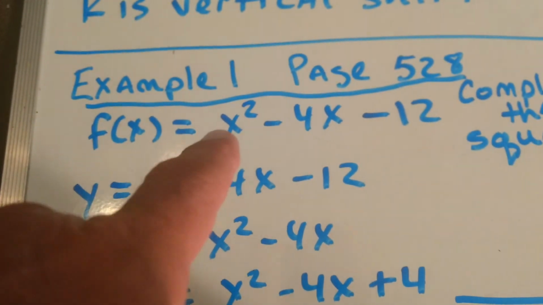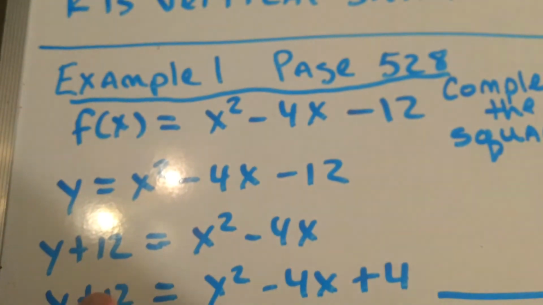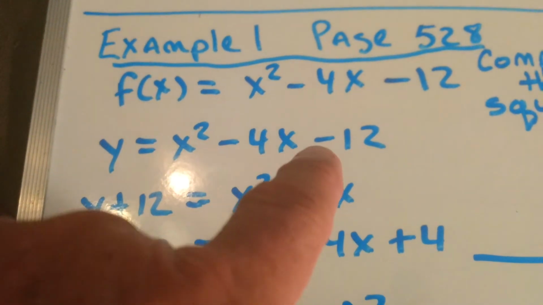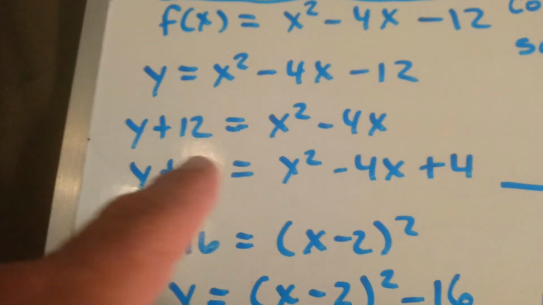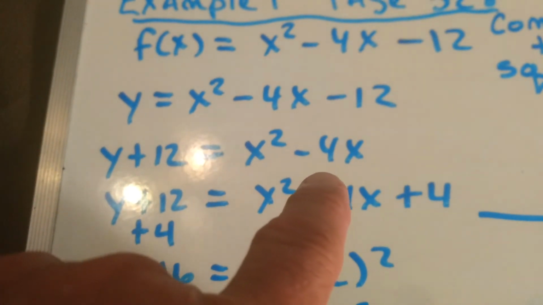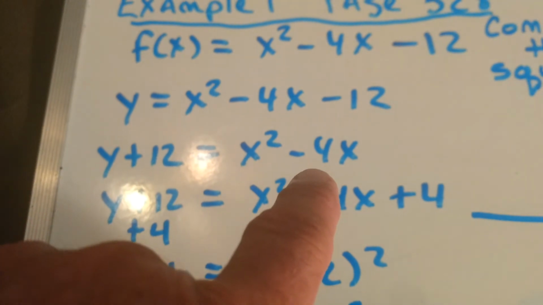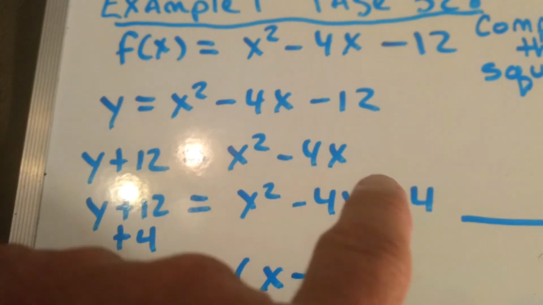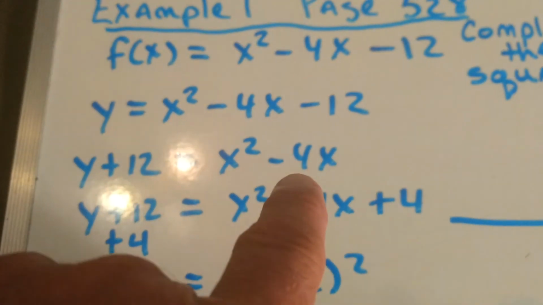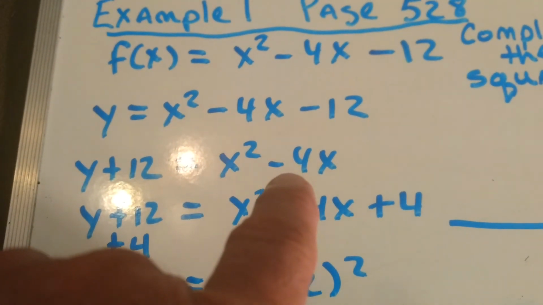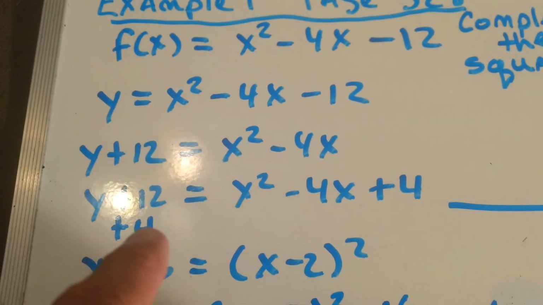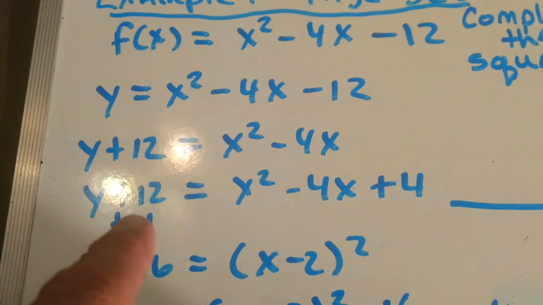It says f of x equals x squared minus 4x minus 12. First thing I do is replace the f of x with y, and then I add the 12 over, because we've got to open this space up to complete the square. Remember, completing the square is taking half of the middle term, so half of negative 4 is negative 2, square it, which means I add 4. So again, completing the square, half of the middle term squared. So this would be negative 2 squared, which is plus 4. Remember, algebra says whatever you do to one side, you must do to the other. So I'm going to add plus 4 here.